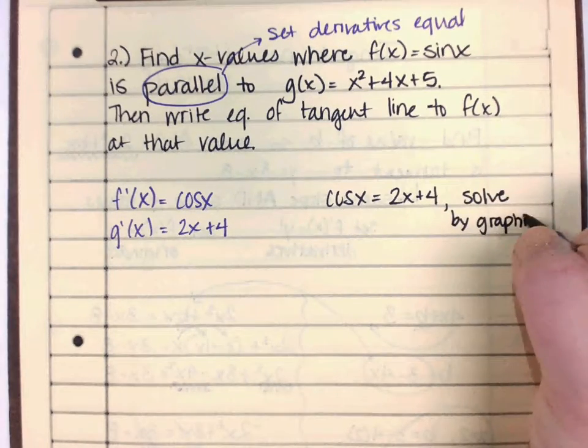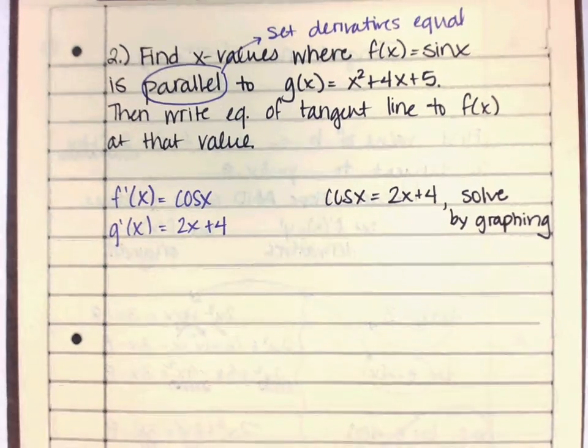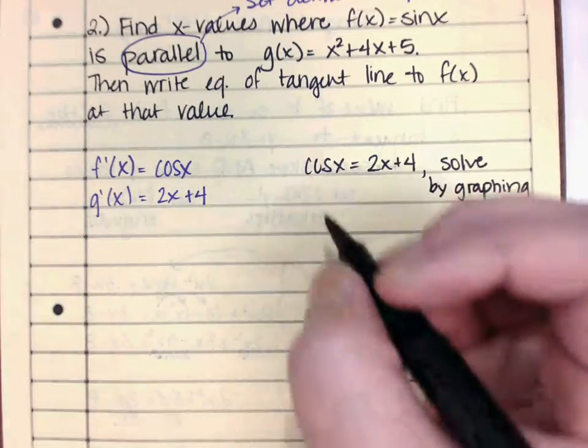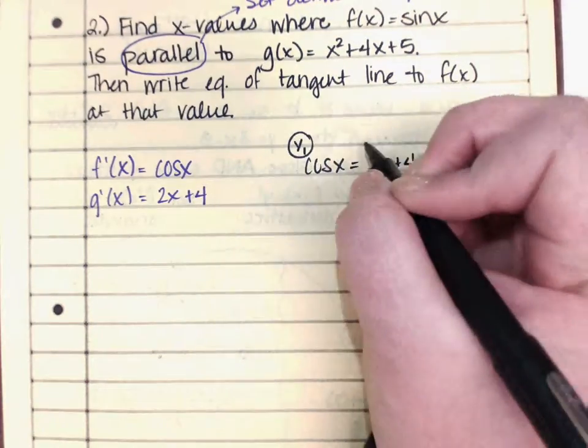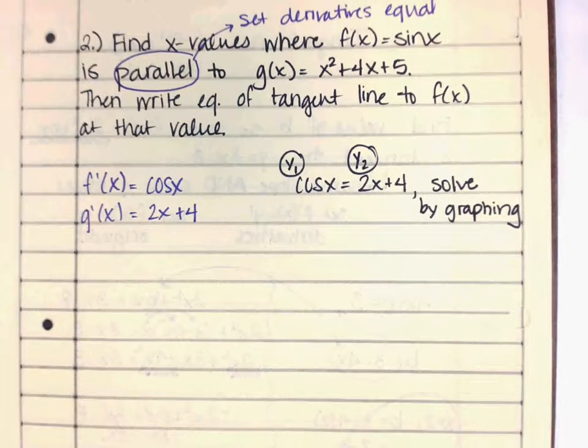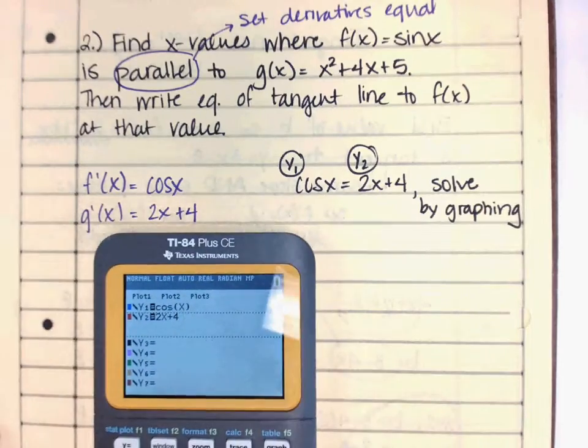Okay, do we remember how to solve by graphing? Okay, you just graph both equations and then look for where they intersect. Very good. So, you're going to type in cosine x as your y1, 2x plus 4 as your y2. Okay, then we'll review how to solve in case you forgot, but hopefully you know how to do it already. Okay, so y1, I'm typing in cosine x. And y2, I'm typing in 2x plus 4, so it should look just like that.